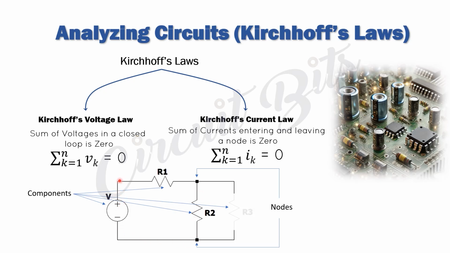So let's take this loop first. It says this voltage plus the voltage drop across this resistor plus the voltage drop across this resistor would equal 0. Likewise, this voltage plus the voltage drop across this resistor plus the voltage drop across this resistor would give us 0. Then for Kirchhoff's current law, the sum of currents leaving and entering a node is 0. So let's explore this further.